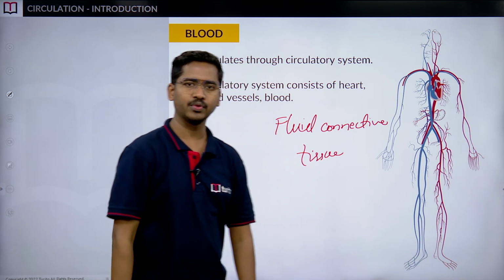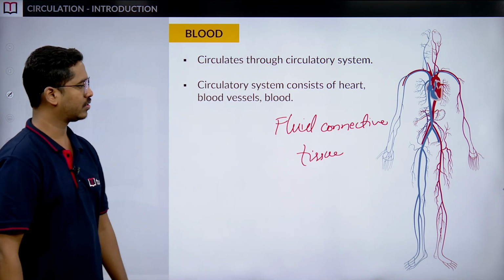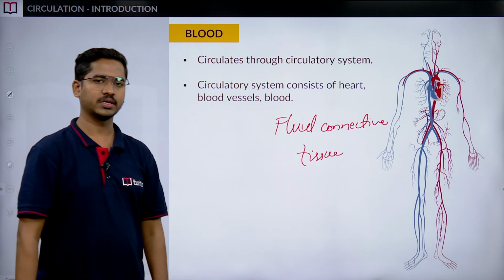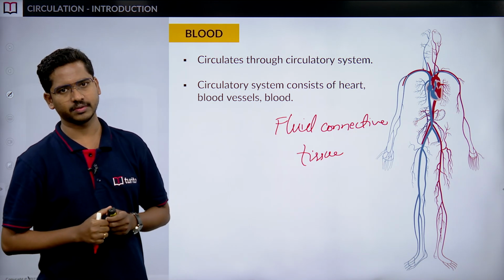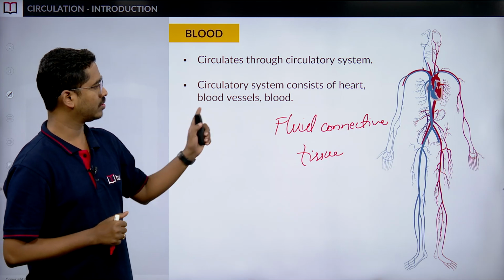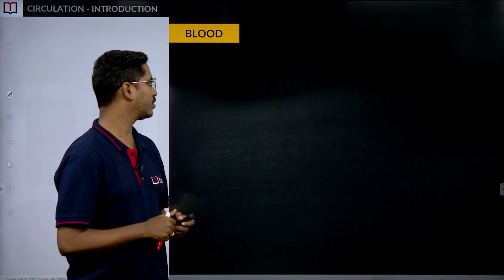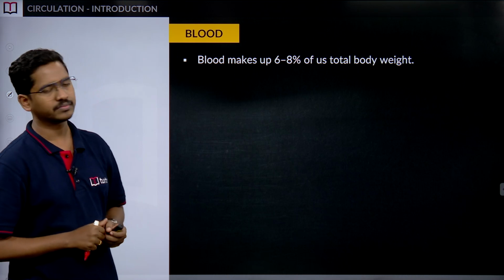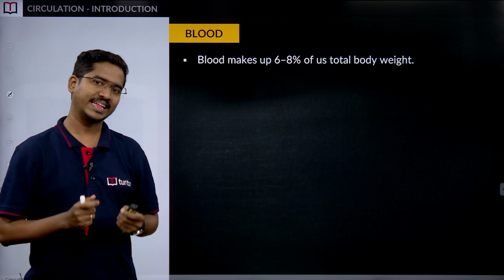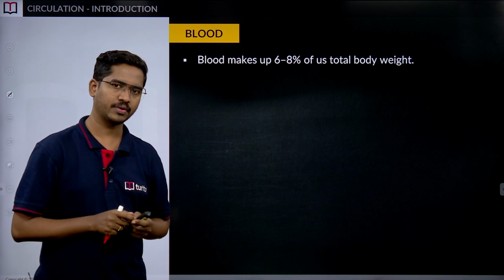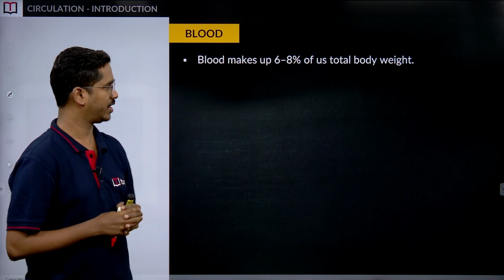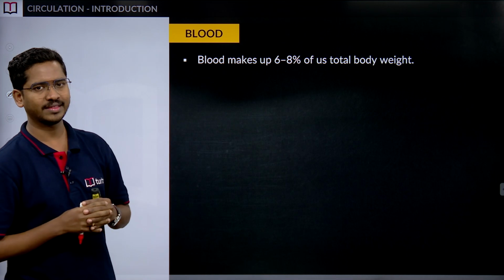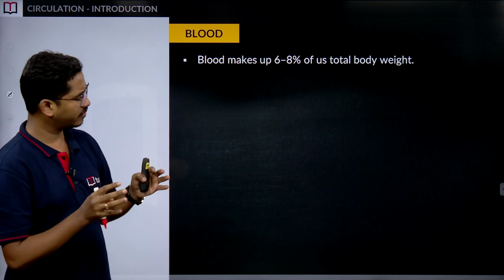So, that is a fluid connective tissue, right, that is what we have. Now, you are to understand some more details about the circulation here. So, let us begin. So, this is what we have gone through so far. When it comes to blood, that accounts for 6 to 8% of the body's weight, an average adult's body weight. Okay. So, you see it says 6 to 8%, it is very simple.